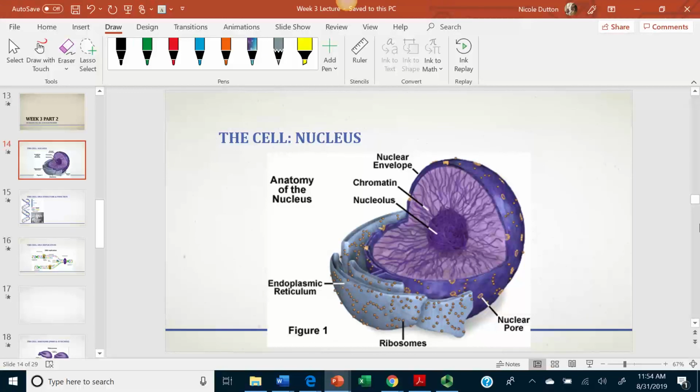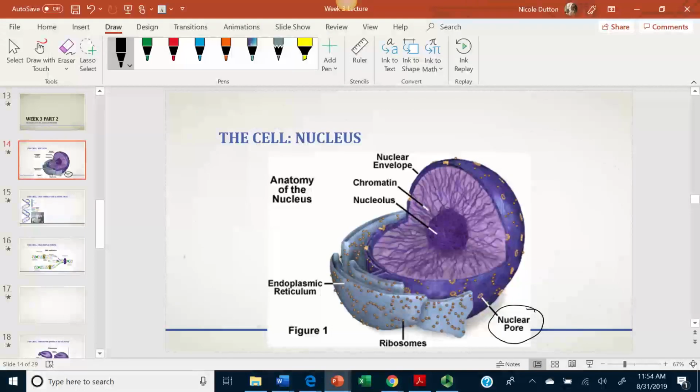There's a few parts to the nucleus that you need to know. First, the nuclear pore. The nuclear pore allows for substances to move into and out of the nucleus. The nuclear pore is found in the nuclear envelope. So the nuclear envelope is the boundary of the nucleus. These nuclear pores are highly specific, so they're selectively permeable, and they're much more selectively permeable than the cell membrane.